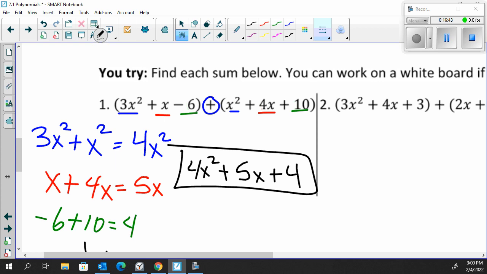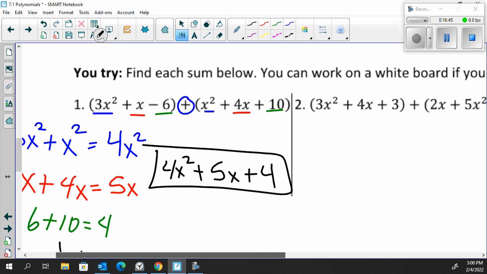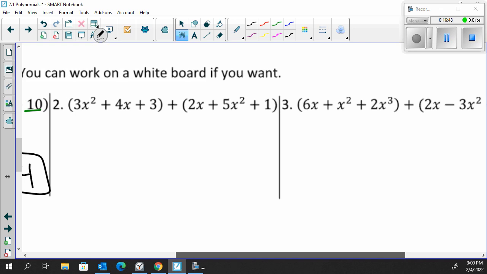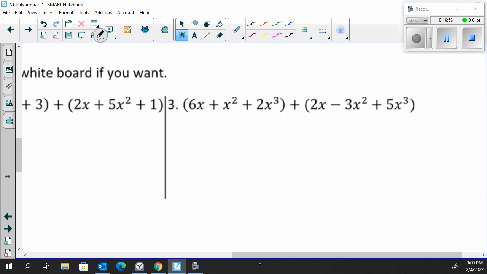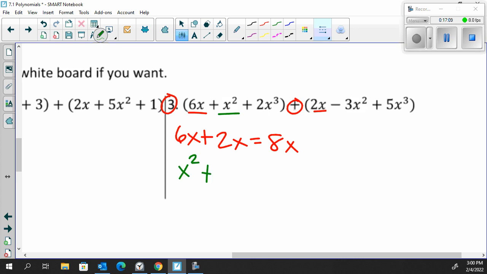Let's try another one. Let's do a hard one. Let's do number 3. I got 6x plus 2x. What's that? 8x. So I just keep going down the line. Where's the x squared over here? It's right here. That's negative. So it's x squared plus -3x squared. That's the same thing as x squared minus. It'd be -2x squared.